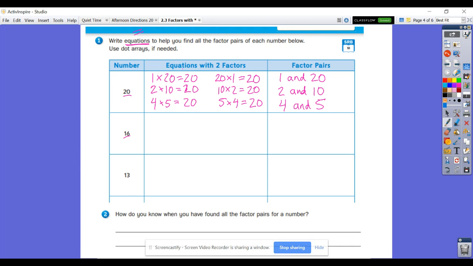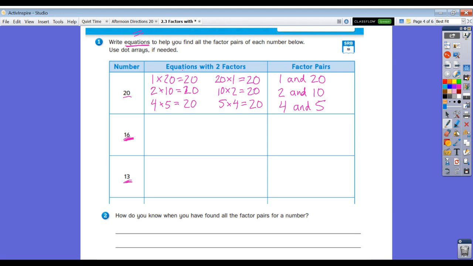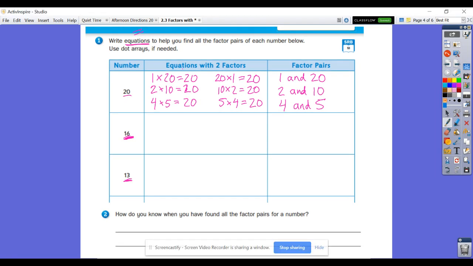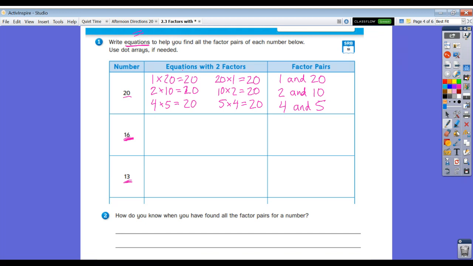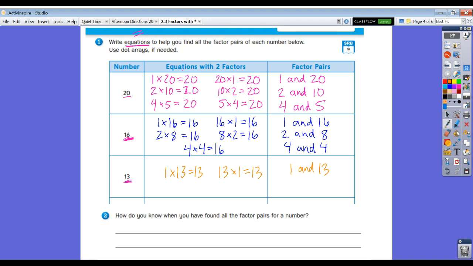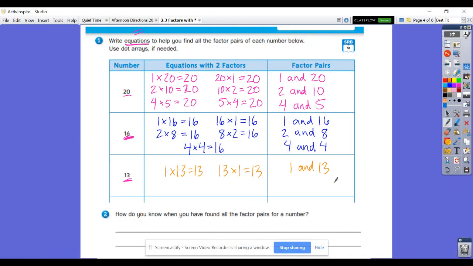So I want you to pause the video and fill the table in your book out for 16 and 13, and then press play again to check your work. Okay, let's take a look at how we did with those equations. Check your work for 16. You can pause the video if you need to be able to see them all, that you got all, in this case, 1, 2, 3, 4, 5 possible equations. With 4, we didn't have to write the turnaround fact, right? Because it's the same thing, square number.